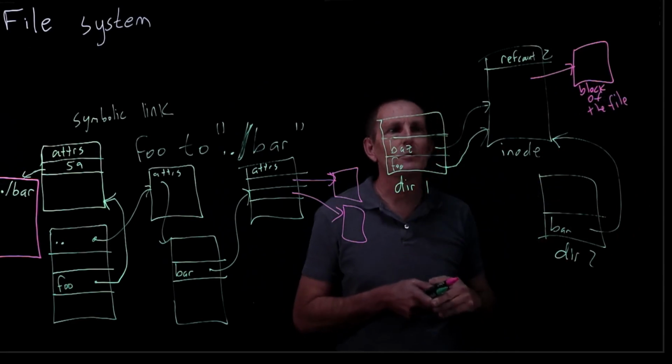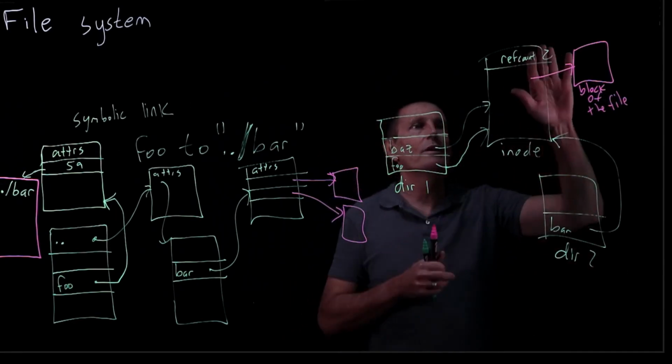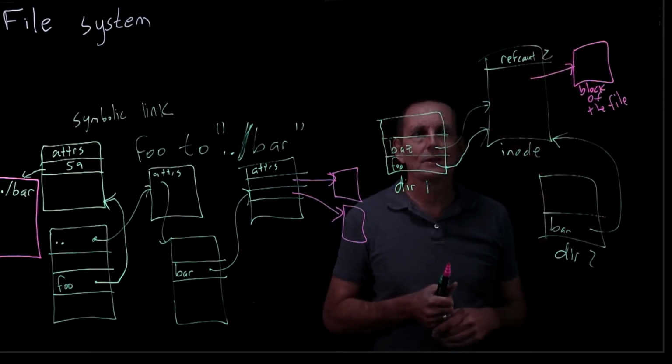I was going to say the blocks of foo or the blocks of bar, but we really don't know the name of it. It depends on kind of how you look at it. So when the ref count goes to 0, we lose the inode, and we go ahead and free up all the blocks that it refers to.